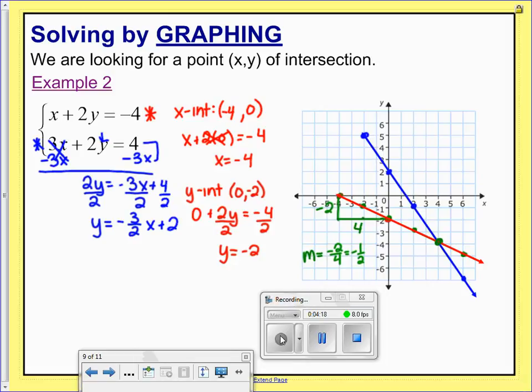These two lines intersect at this point, and that point is 4, negative 4. So the solution to this system of equations is 4, negative 4. Graphing is a good way to prove systems of equations after you do them algebraically as well.